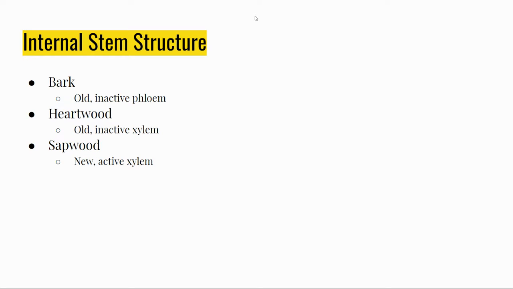Some more internal stem structure. So bark is old inactive phloem. Heartwood is going to be old inactive xylem. So bark is of course on the outside. Heartwood is going to be on the inside of the bark. And sapwood is going to be new active xylem.